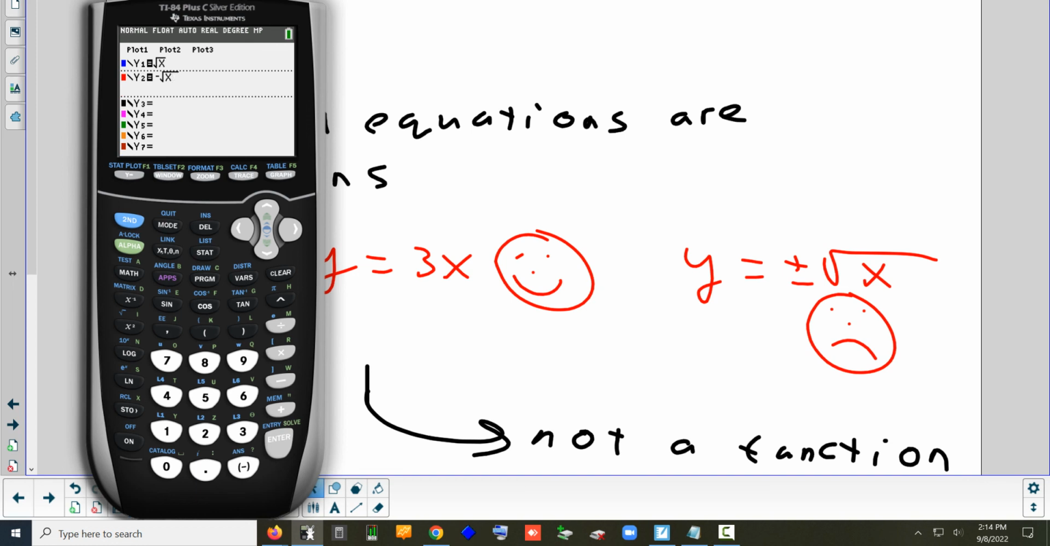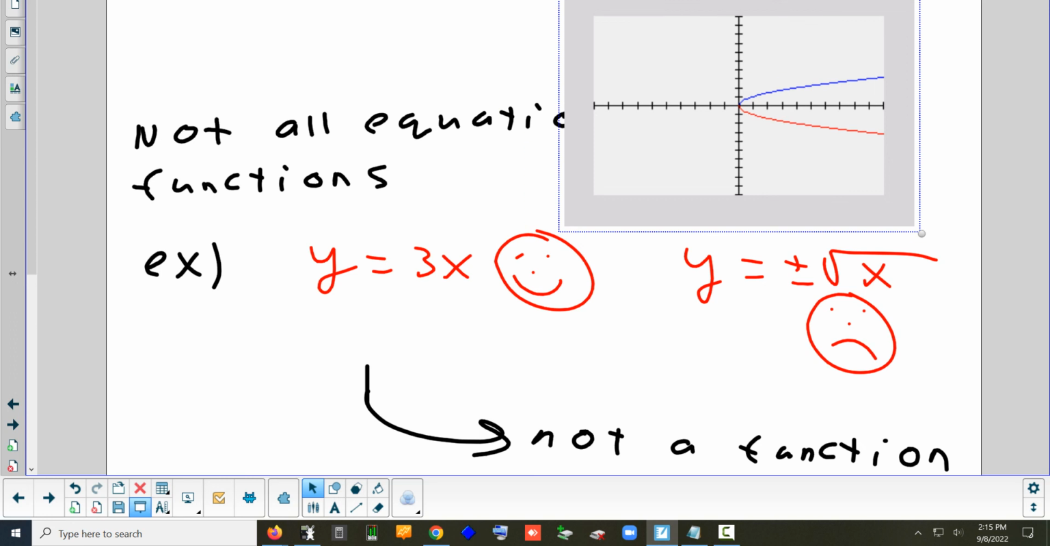But watch what happens if I graph this and pretend like it's one picture. Let me do zoom 6. There's the top half of the square root. There's the bottom half. As I said before, it's a parabola on its side. That's not a function.